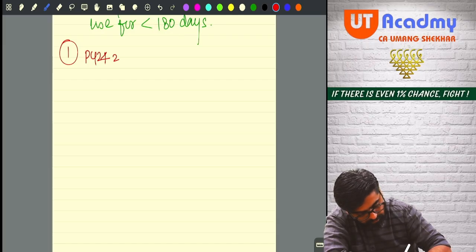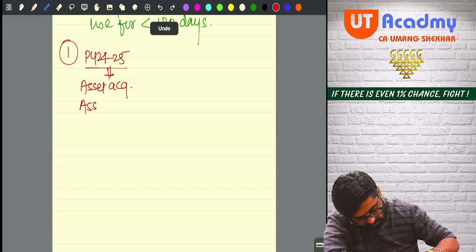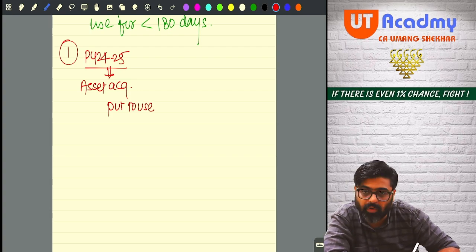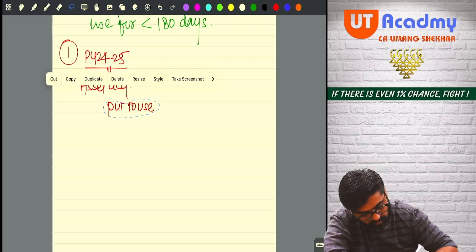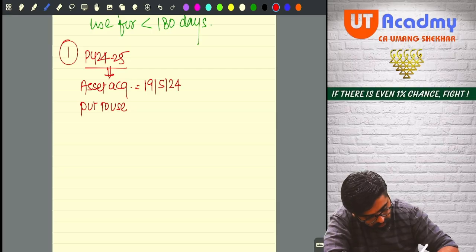Previous year 24-25. In this previous year, an asset is also acquired, and that same asset which was acquired in this year was put to use in that same year. Okay? So the asset was acquired, for example, on 19th of May 2024. Possible or not?